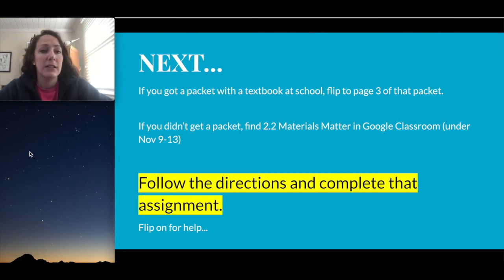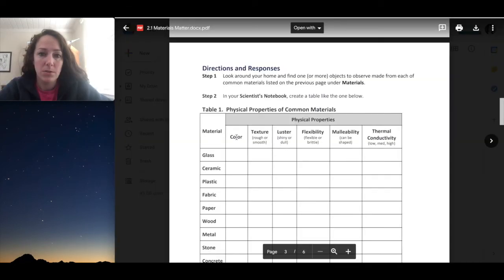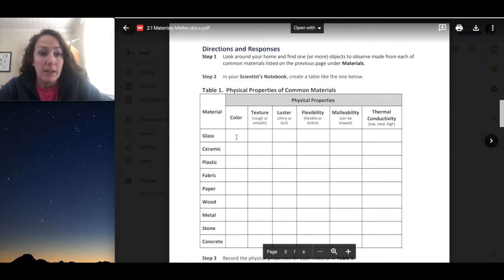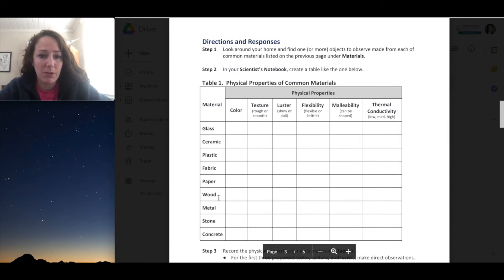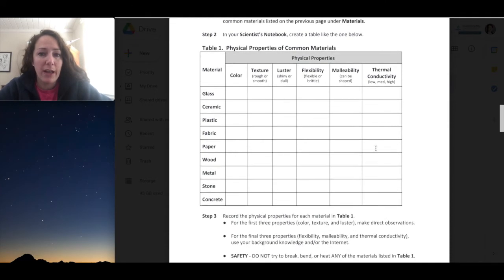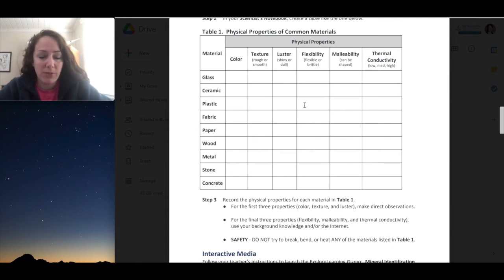Let's see if I can pull it up real quick. Okay, so here is what your assignment looks like. On your packet, or if you pull it up in Google Classroom, this is what your assignment is going to look like. You are going to grab these materials, and I'll give you some examples of them in a minute, and you are going to fill out this chart that describes the physical properties of your object. So for instance, if we look at fabric, the color, if I were to look at my t-shirt, I would say the color is pink, the texture is soft, the luster, it's not very shiny, so I would call it dull.